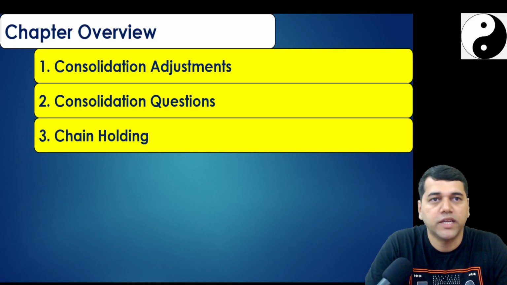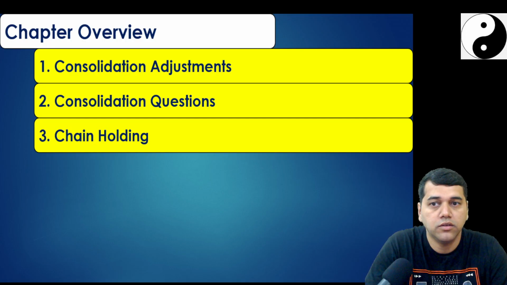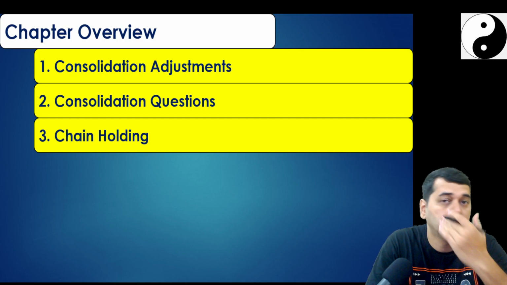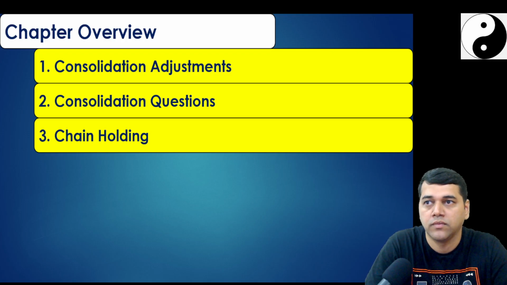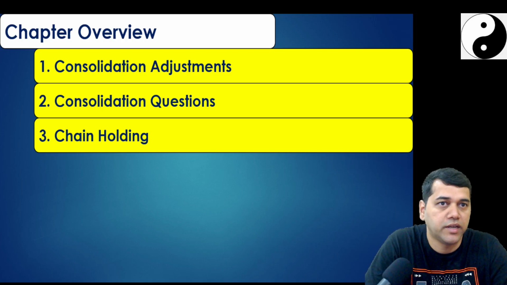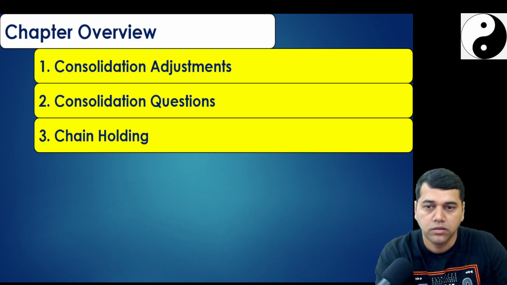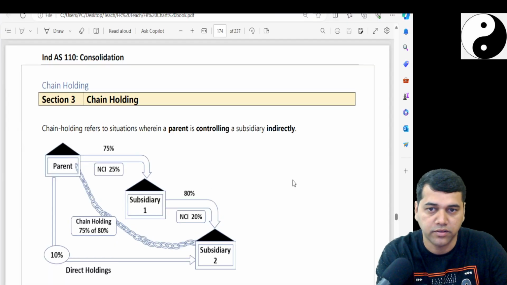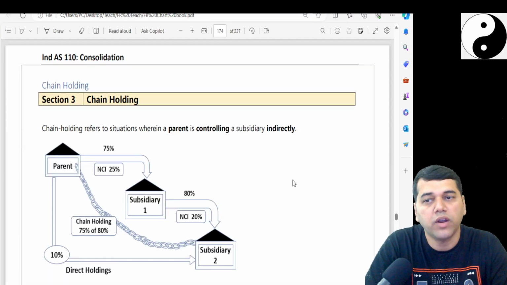So we will move on to the next concept called chain holding. We have understood how the consolidation is going to work. Consolidation adjustments and all, we are very clear now. Before we proceed, we will understand the concept behind chain holdings. See what happens in chain holdings.